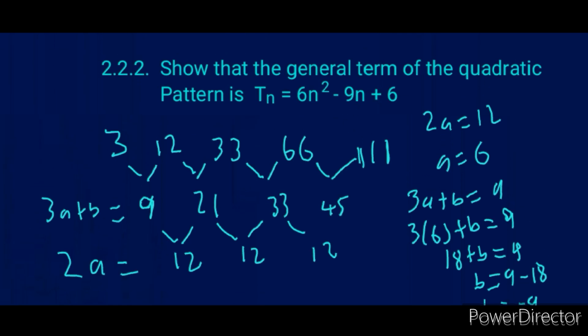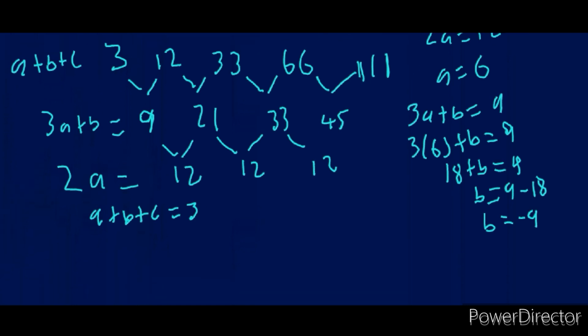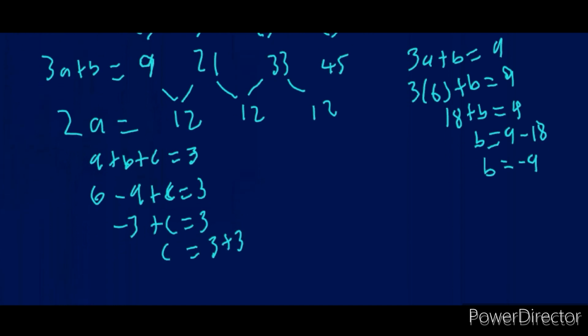So now we're left with c. In order to get c, we say a plus b plus c is equal to the first value of the pattern. So a plus b plus c is equal to 3. So now we found our a, which was 6, our b, which was negative 9, then plus c is equal to 3. So 6 minus 9 is negative 3. Negative 3 plus c is equal to 3. Then c is equal to 3 plus 3, by taking that negative 3 to the other side. And then finally we've got c is equal to 6.